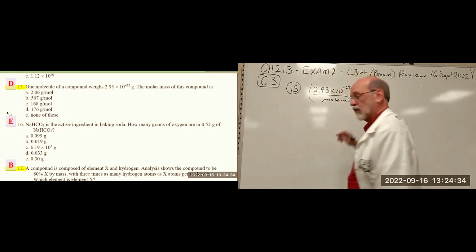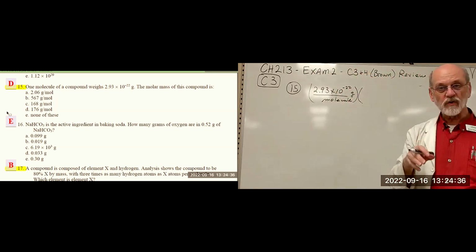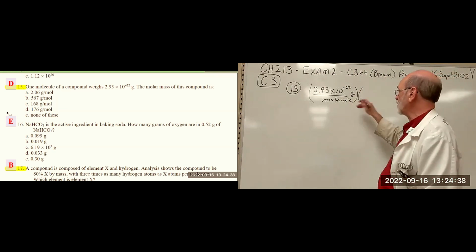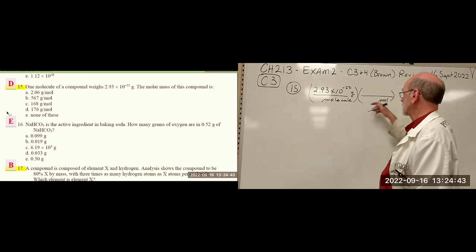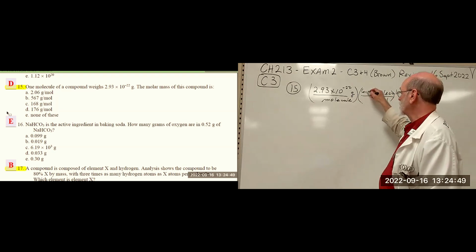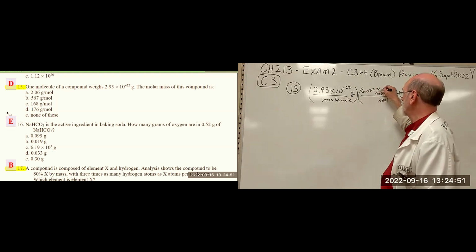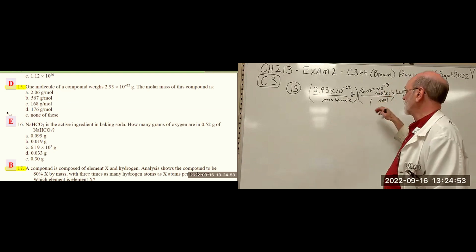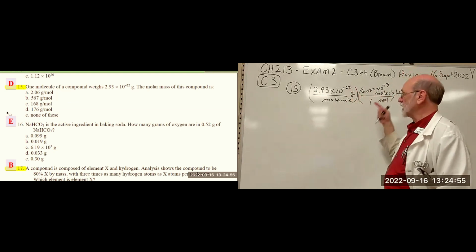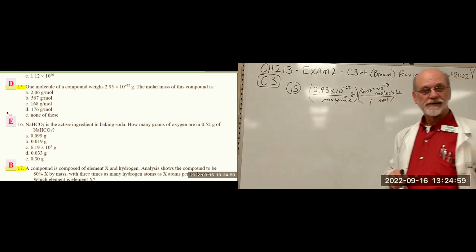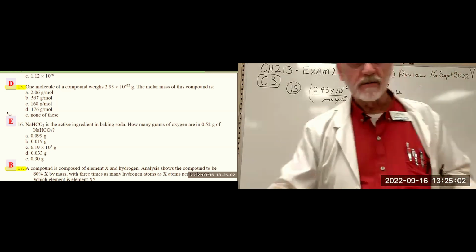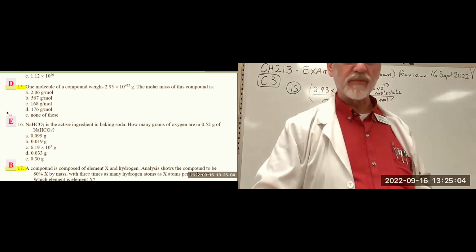Okay. And what we want to know is what's the molar mass? So we want to know grams per mole. Right? We need moles on the bottom to be grams per mole. Molecules on the top to cancel molecules. And now that's the magic number. Avogadro. So if you multiply that times that, you get grams per mole because that cancels that. And it should come out to 176 grams per mole.